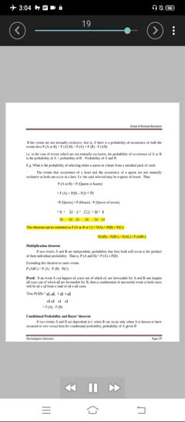This theorem can be extended as P(A or B or C) equals P(A) plus P(B) plus P(C) minus P(A∩B) minus P(B∩C) minus P(A∩C) plus P(A∩B∩C).